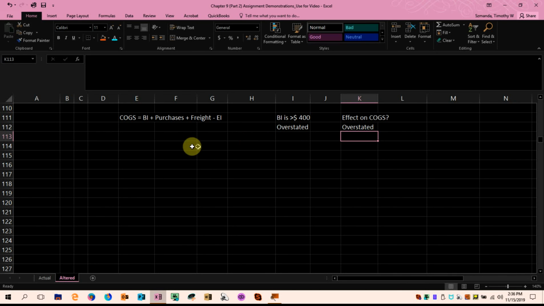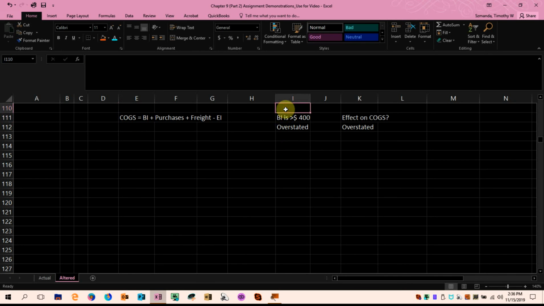Because again, as we look at our formula, in order to maintain that equality sign, they both have an assumed plus sign in front of them, since there's no negative sign. So whatever we do to one side, we have to do the other. So if we're saying beginning inventory is overstated as an error by $400, that means cost of goods sold must be overstated by $400. All right, let's do another error.